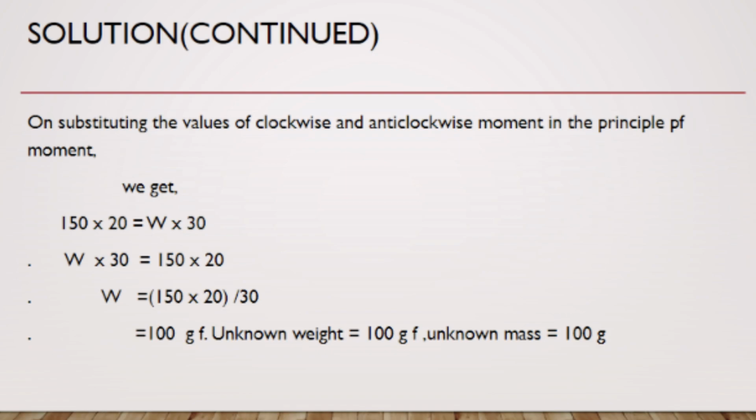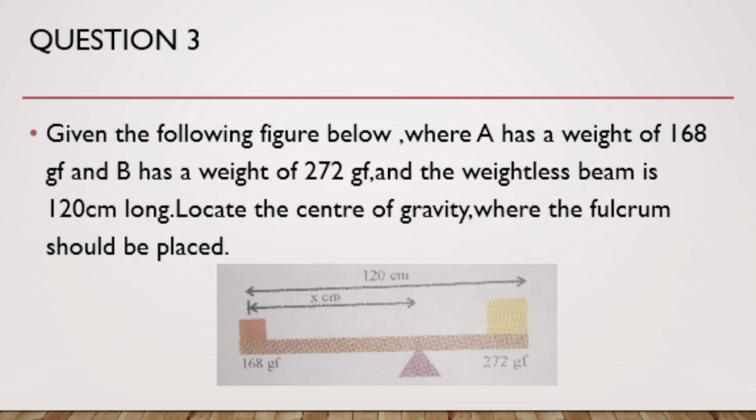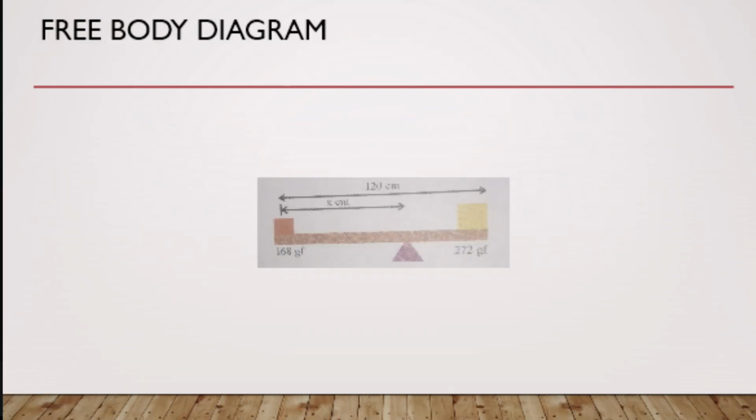In the second numerical, you have learned how to apply the principle of moment, and next we can see one more numerical based on this. Given the following figure below, where A has a weight of 168 gram force and B has a weight of 272 gram force, and the weightless beam is 120 centimeter long. Locate the center of gravity where the fulcrum should be placed. That means here we are going to check where we have to place the fulcrum, or the axis of rotation, at which point will be the axis of rotation.